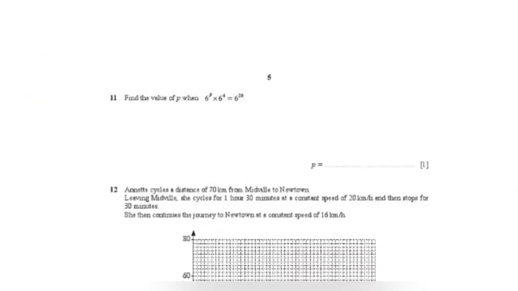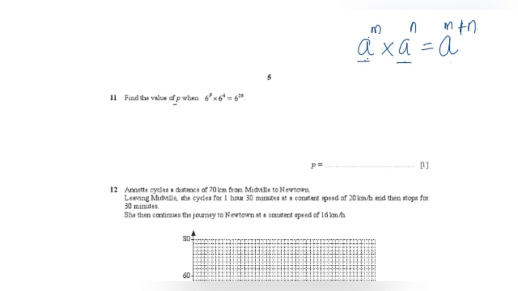Question number 11 says, find the value of P when 6 raised to P times 6 raised to 4 is equal to 6 raised to 28. So this question is from the topic exponents. So we have to use index laws here. We have studied that a raised to m times a raised to n is equal to a raised to m plus n. Thus when the bases are same and if it is multiplication, we are going to add up the exponents and write the common base.